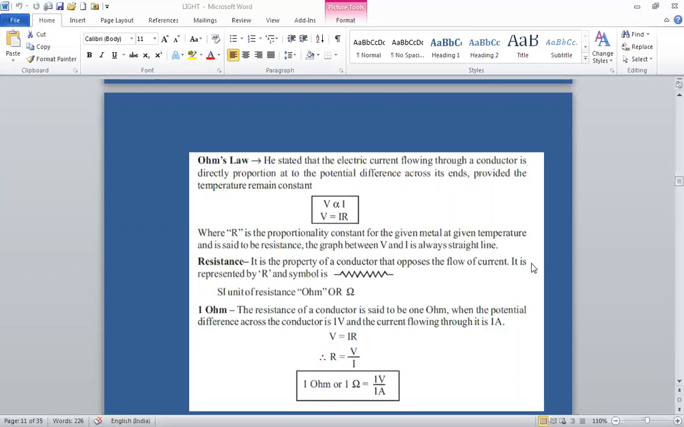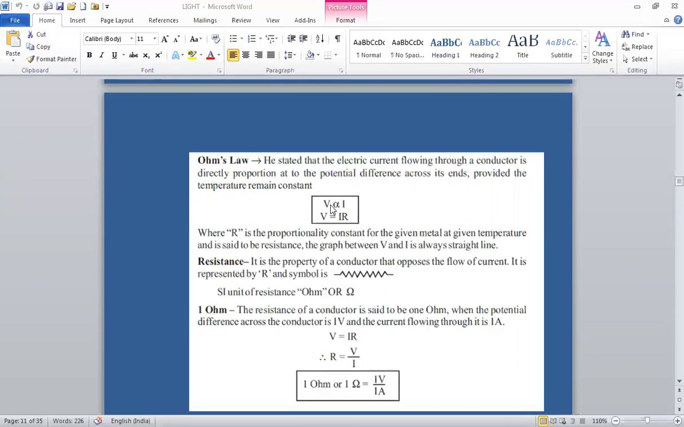The law states that the electric current flowing through a conductor is directly proportional to its potential difference across its ends, provided the temperature remains constant. What he said was that at constant temperature, the current flowing through a conductor is directly proportional to the potential difference between its ends.